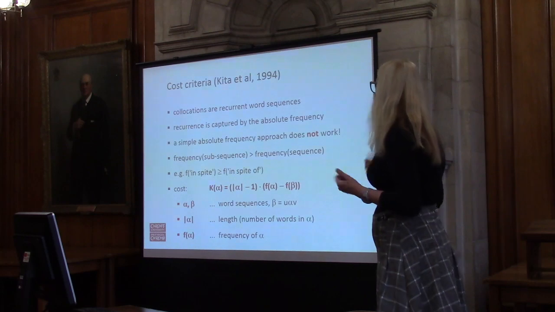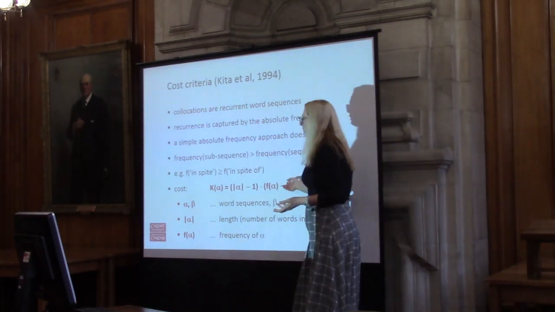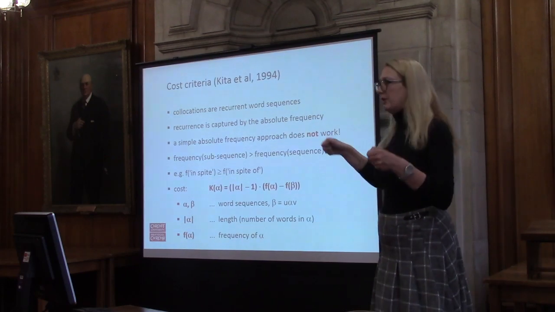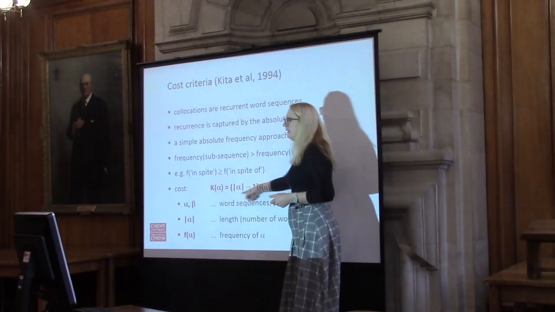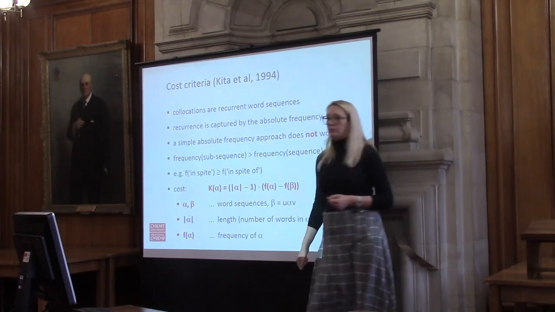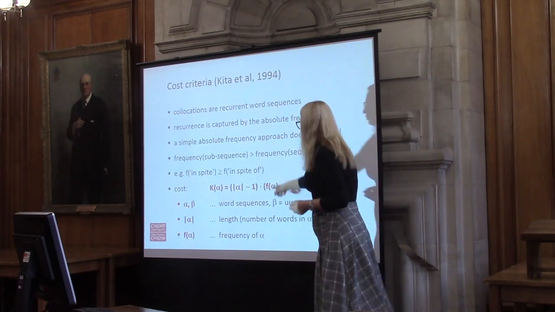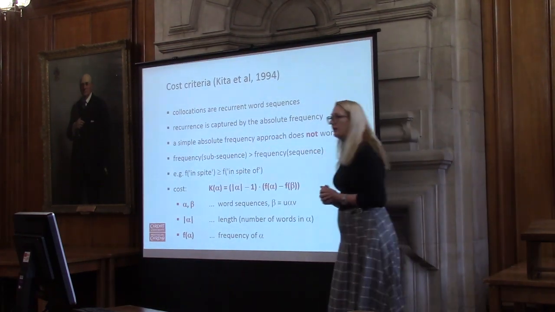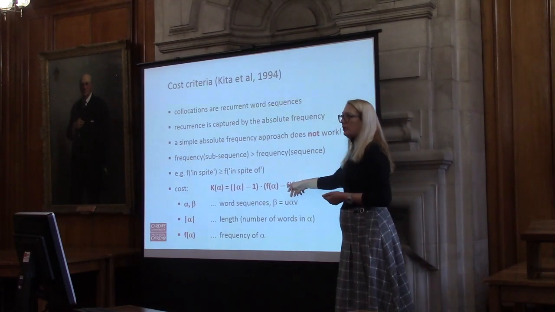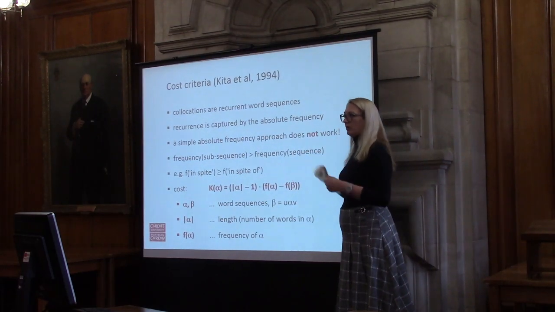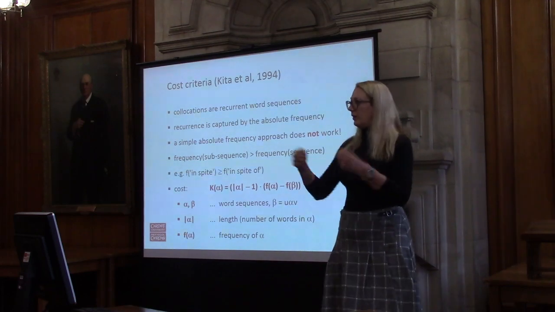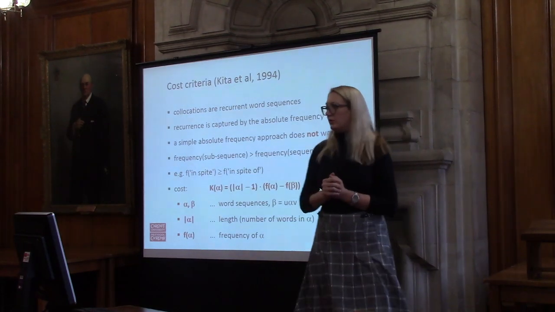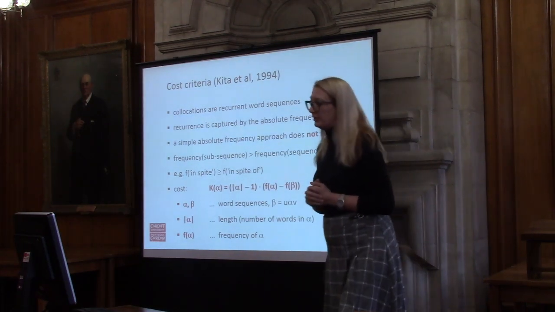So they came up with the cost criteria formula, which is actually quite simple. So the logic is that the cost of processing a multi-word phrase should be proportional to the length. So here we have the length in the number of words. It should also be proportional to the frequency. So we have frequency of alpha here, but we don't want to double count. So simply subtract the frequency of the longer phrase. And that will favor the longer one, like in spite of, which will be higher ranked using this cost criteria.